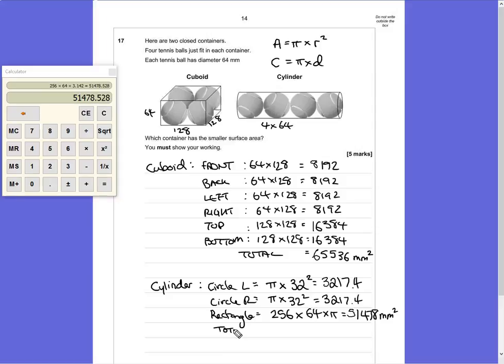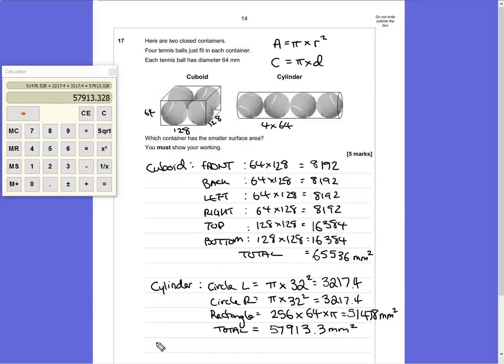The total of the cylinder then would be this number, add the two circles, 3217.4, add 3217.4, giving us a total surface area of 57,913.3 millimeters squared. Now the question said, which container has the smallest surface area?